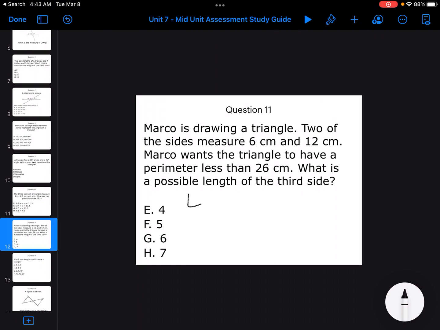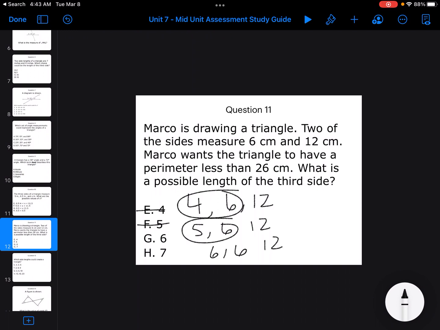So I have 4, 6, 12. Well, 10 is not greater than 12, so that's out. 5, 6, and 12. Well, 11 is not greater than 12. 6, 6, 12. Well, 12 is not greater than 12, so that's out. 7, 6, and 12. And then I'm just going to check. That's 13 plus 12, so that's a perimeter of 25. So that fits the description.